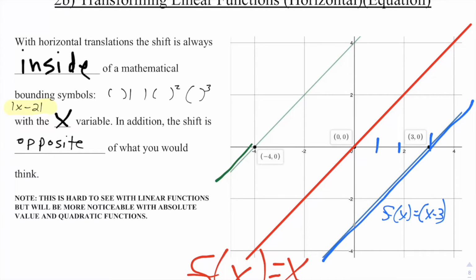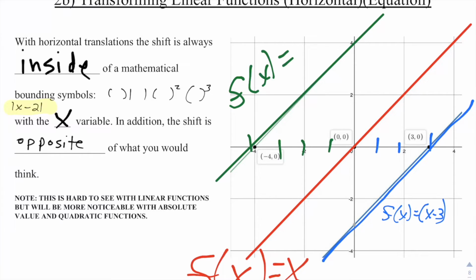And then if we look at this green translation right here, and we wanted to write the equation for it, it would be f of x equals, and then we go 1, 2, 3, 4 back. So going 4 back, we would think minus, but because it's opposite of what we think, inside of the parentheses we would put x plus 4. And those are the equations that go with these corresponding lines on the Cartesian plane.